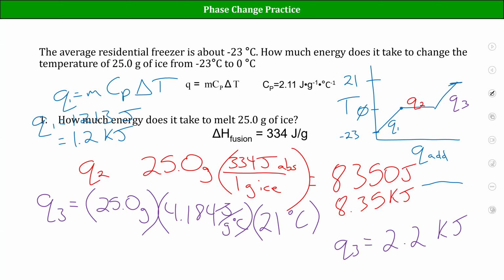But again, I'm gonna make the same point one more time. Taking a piece of ice out of the freezer, letting it warm up to room temperature, almost all of the energy that it needs is in the phase change. Taking ice from -23 to 0 was only 1.2 kilojoules. Going from water at 0 Celsius to water at 21 Celsius only took 2.2 kilojoules. And it took 8 kilojoules to actually do the phase change.